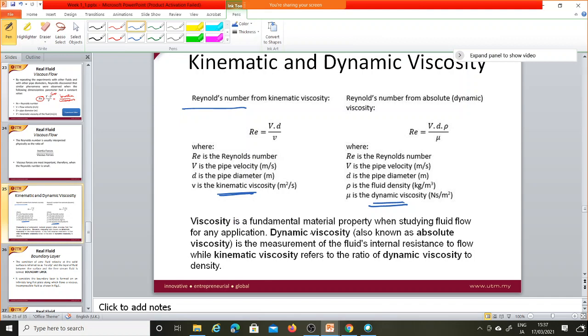So how are they different? Dynamic viscosity is also known as absolute viscosity. It is a measurement of the fluid's internal resistance to flow, a measure of the capacity to resist motion. On the other hand, kinematic viscosity is the ratio of the dynamic viscosity to the density. So mainly the absolute viscosity, mu, is the main one. Okay, these things you already know.